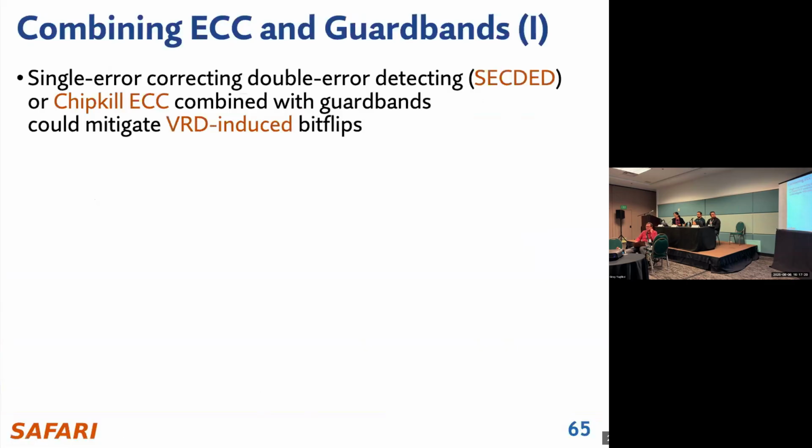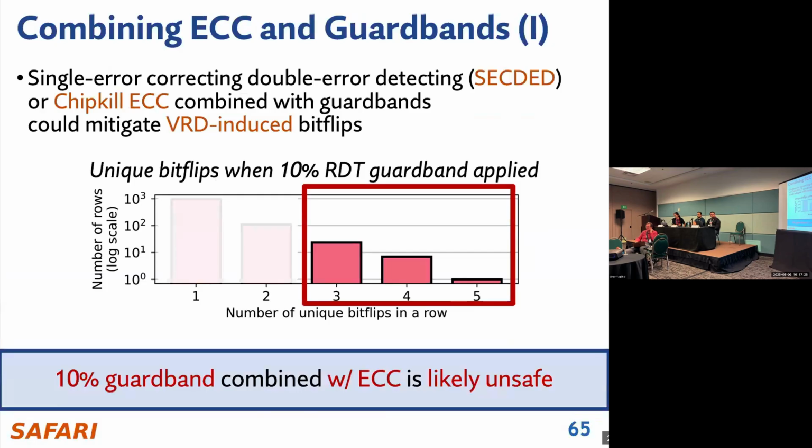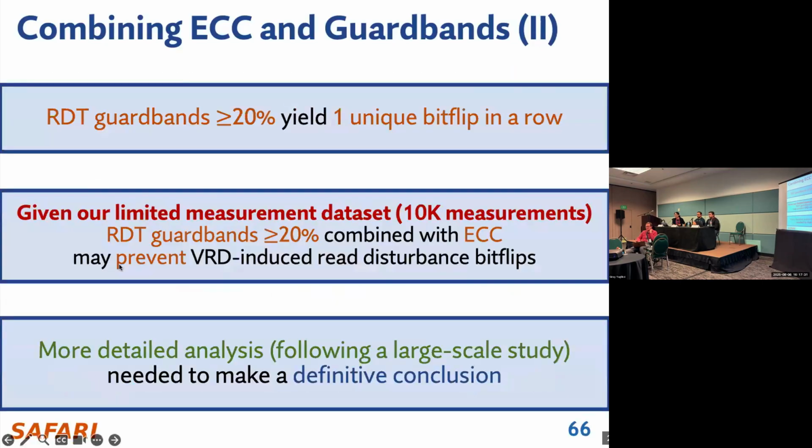So we use ECC and guard bands together, and using a 10% guard band combined with ECC, at least a single error correcting ECC, is likely unsafe. So you need at least a 20% guard band to get to levels where at least single error correcting ECCs can correct, according to our results. But unfortunately, these results are outdated. With new results, this study needs to be redone because we see that RDT changes a lot more over time.